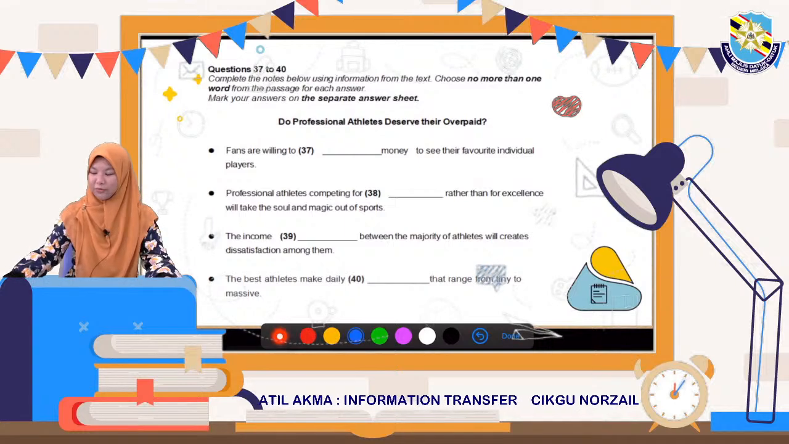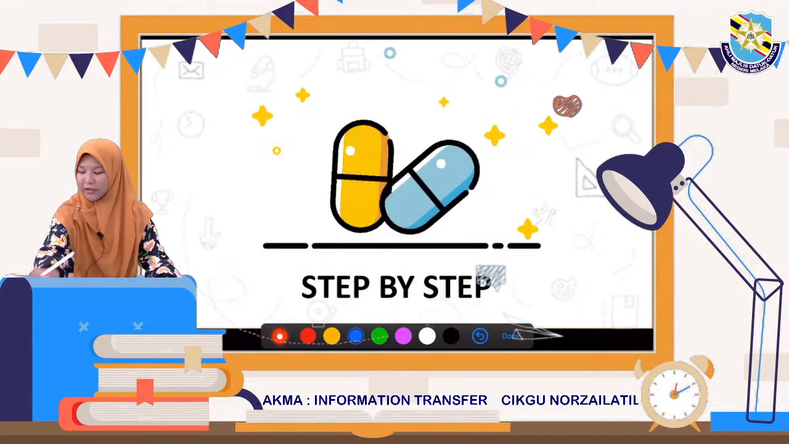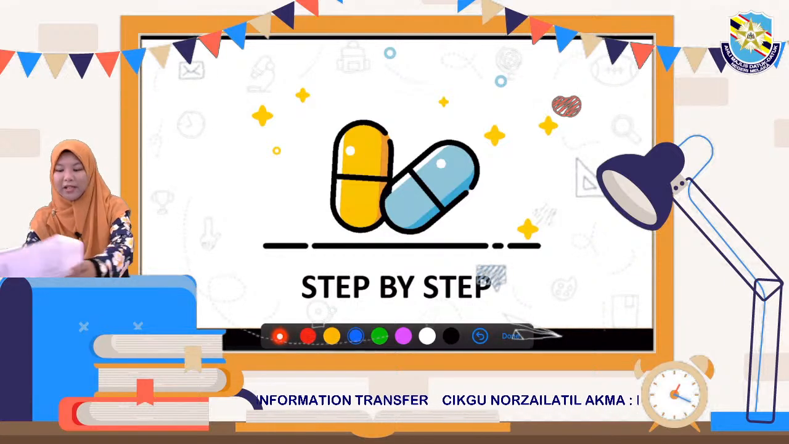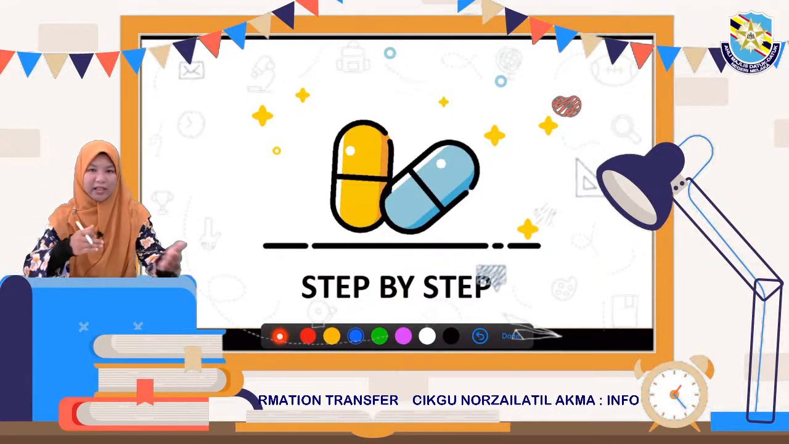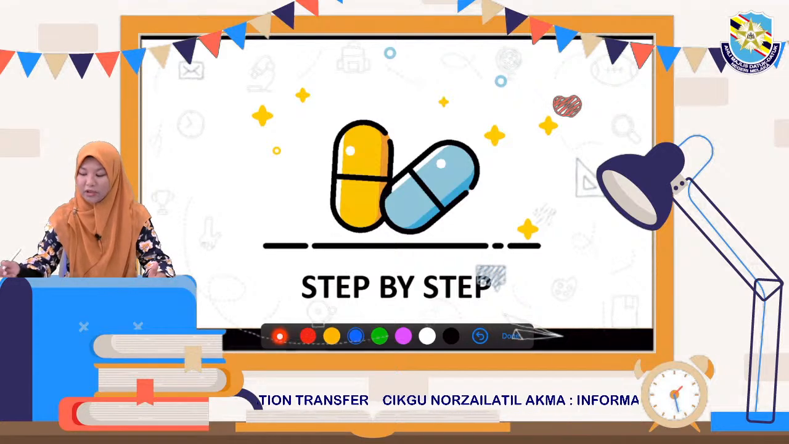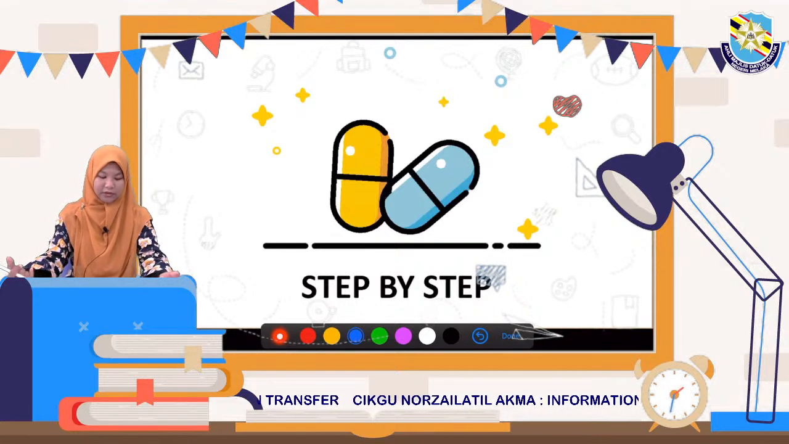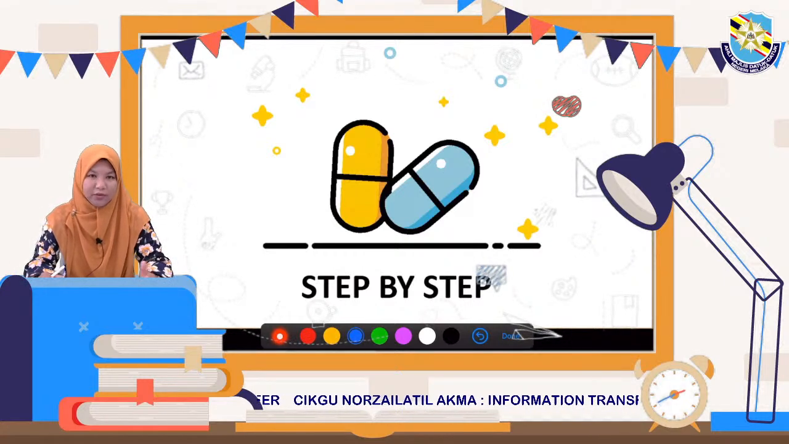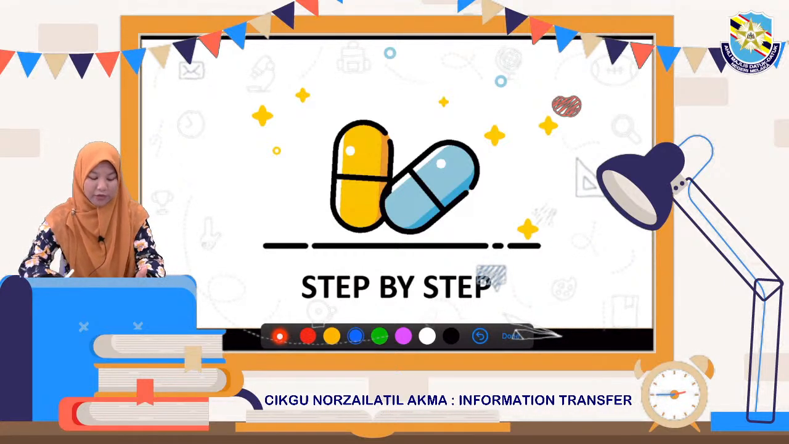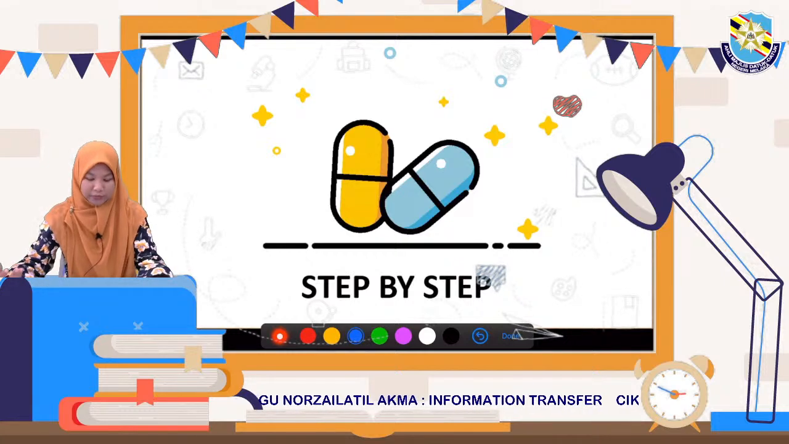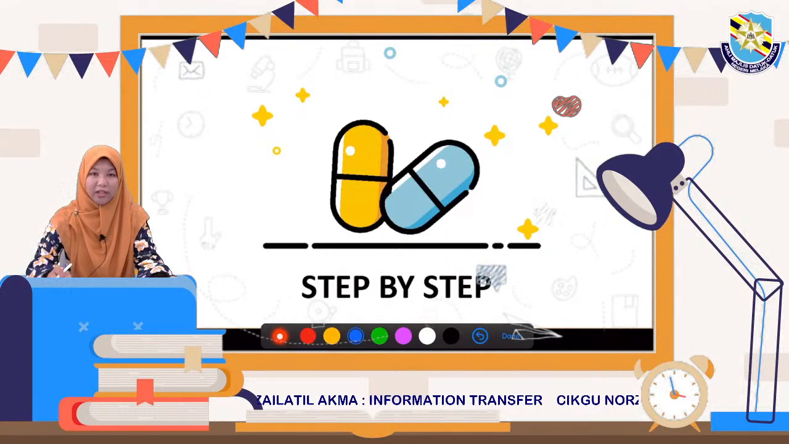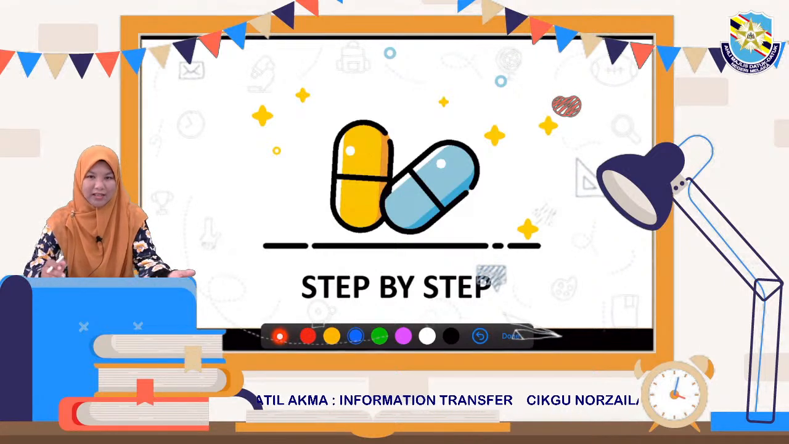Okay, now we have come to the part where we will do it together. We will do it step by step, starting from reading the text until we have finished the questions. Don't worry, don't be stiff in your chair. You can drink or have your breakfast if you want to. Step by step, let's do it together, very slowly and steadily.